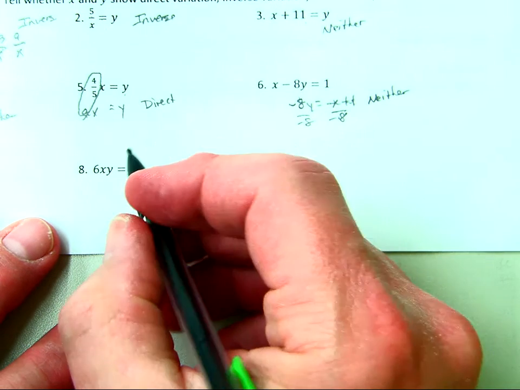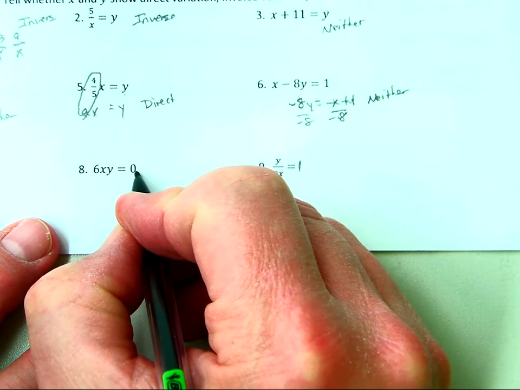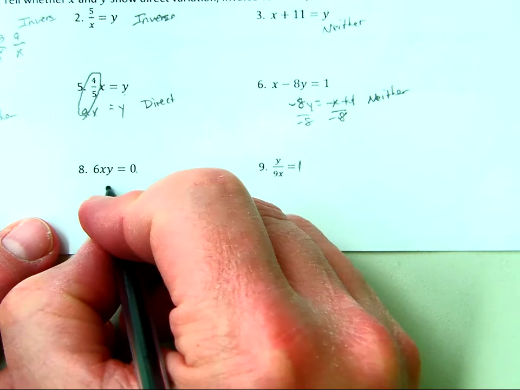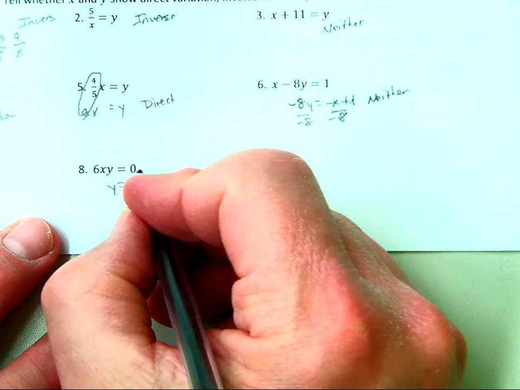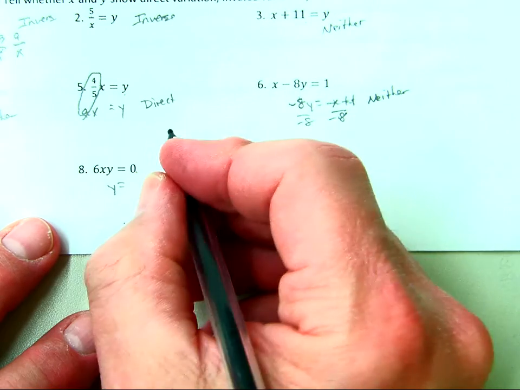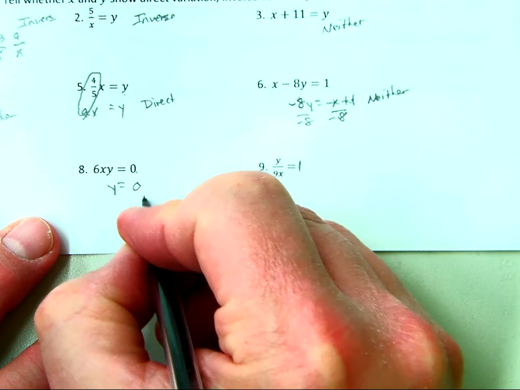Or this one. Here, the fact that we have a 0 messes this one up, because if I move to the other side, if I take 0 divided by 6x, that's just 0, so this is neither.